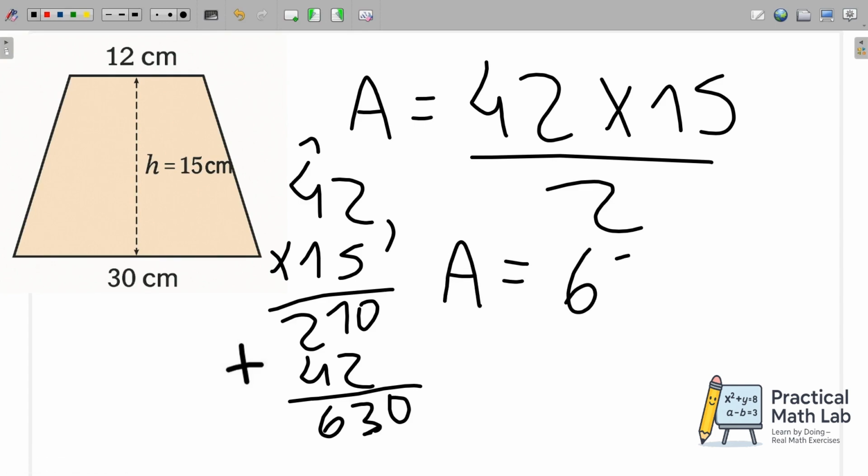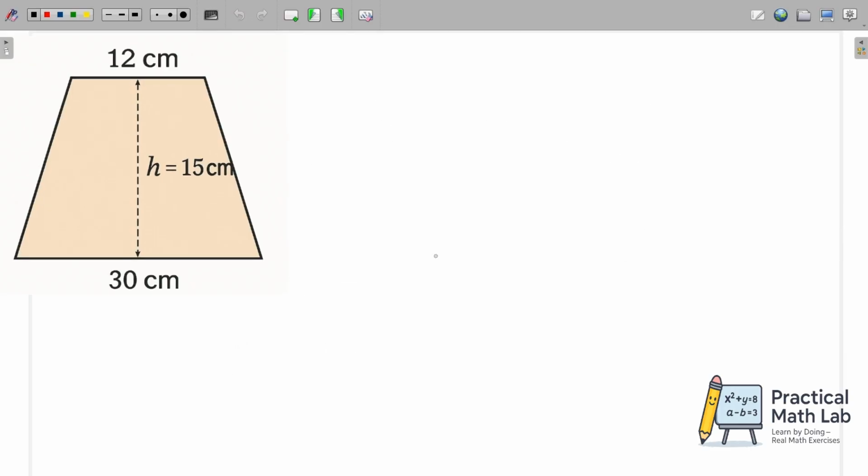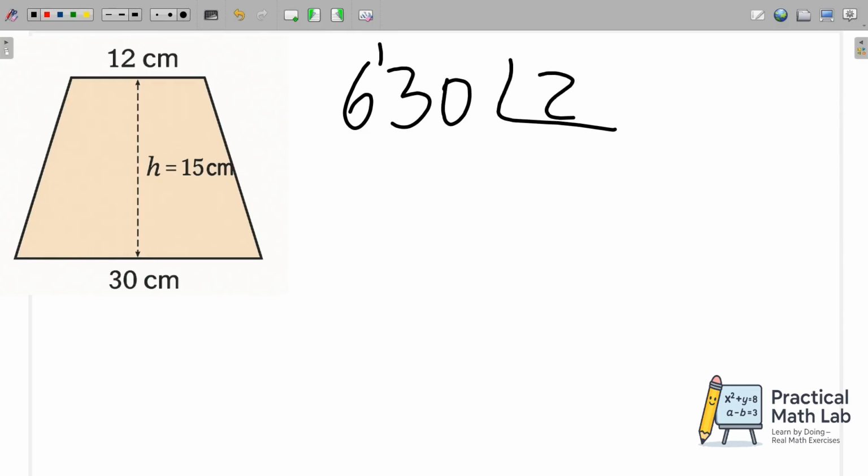Now we have area equals 630 divided by 2. So let's do this calculation now. 630 divided by 2. 6 divided by 2, yes, that's 3. 3 times 2 is 6. Subtract 6, 0.